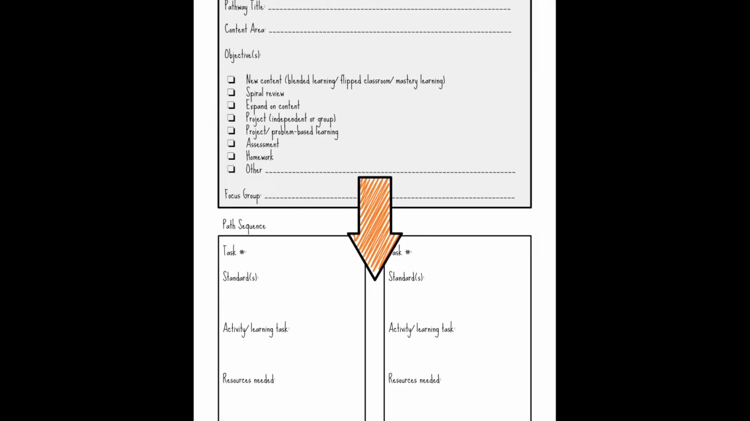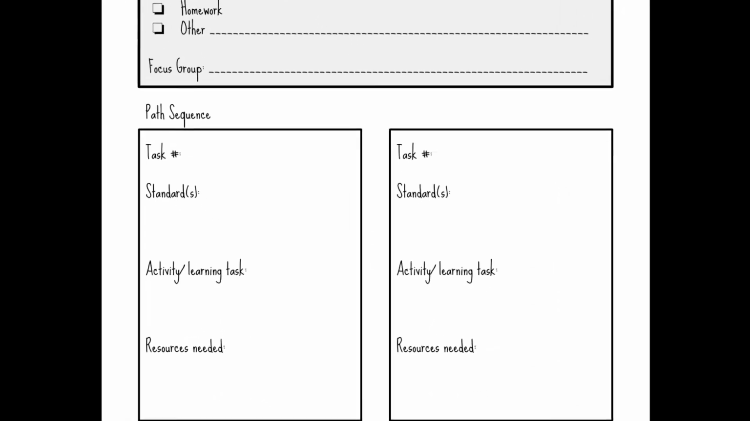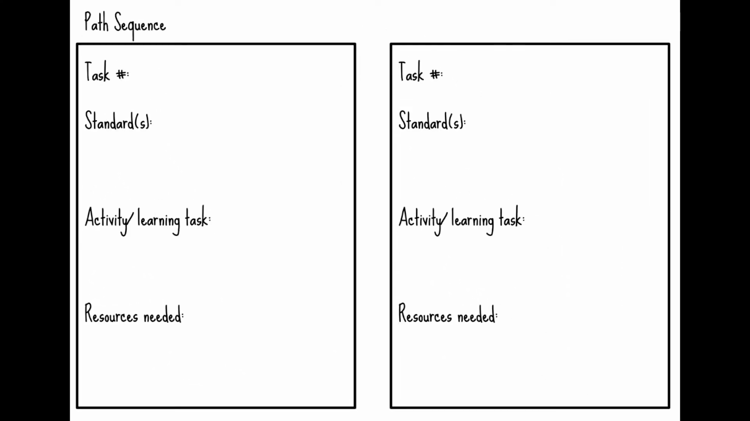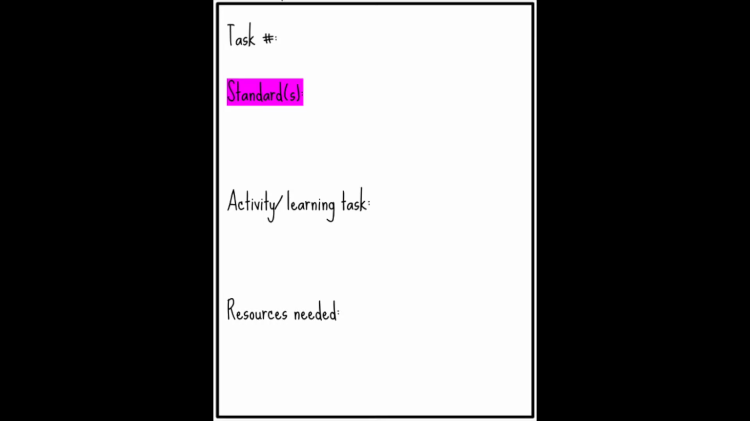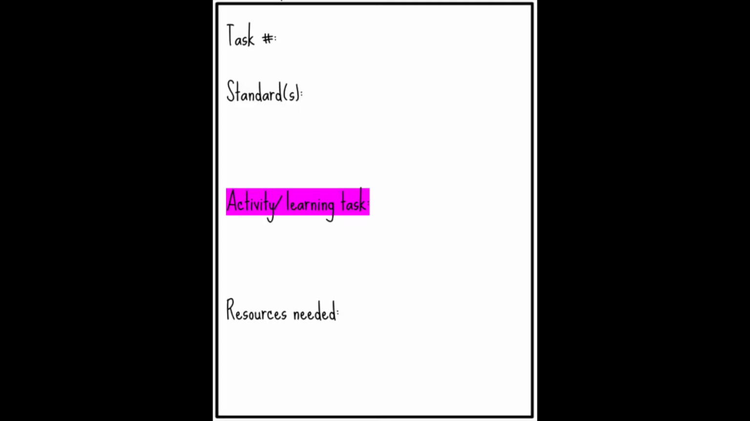Under the top box is now the path sequence. This is each of the different steps, the sequence of the pathway. I created a box for each of the different steps or tasks. They're the same thing. So you can put task number 1, what standards it is covering, and what the activity or the learning task is going to be.